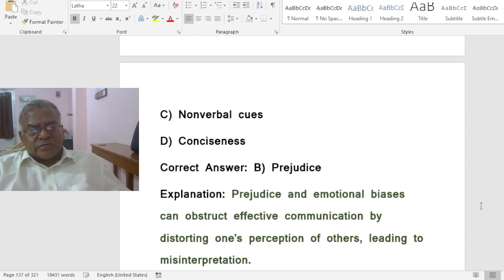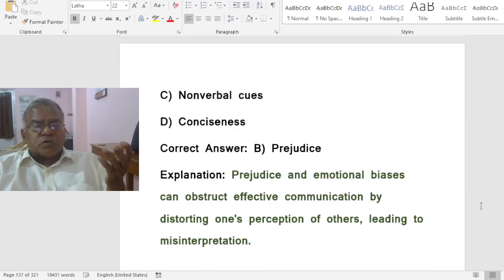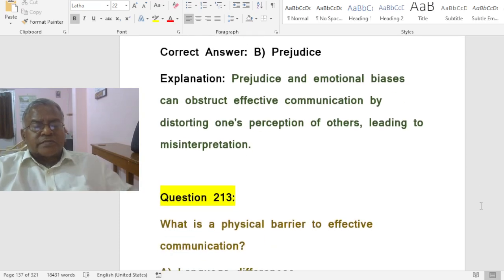Select the emotional barrier to effective communication. That is prejudice, that we know. Prejudice and emotional biases can obstruct effective communication by distorting one's perception of others, leading to misinterpretation.